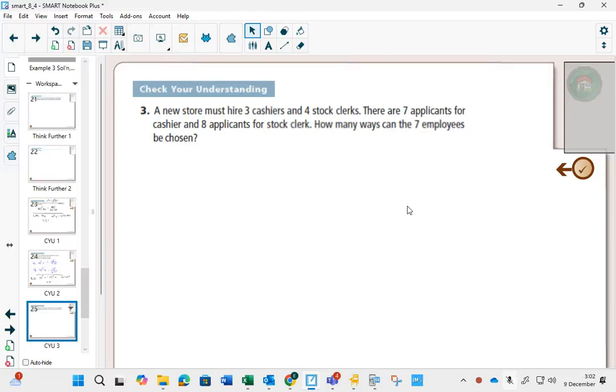And sometimes the strategies that we learned in permutations, we also use in combinations. For example, in this one, there are two major decisions that need to be made. You have to decide which cashiers you're going to hire, and then you have to decide which clerks you're going to hire.